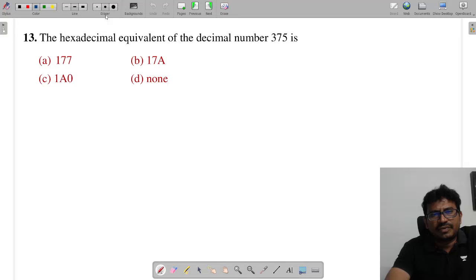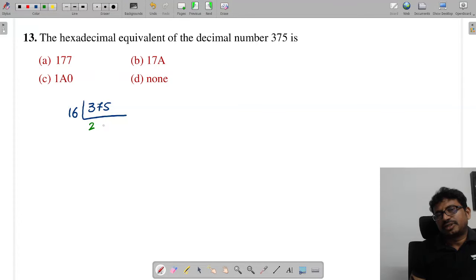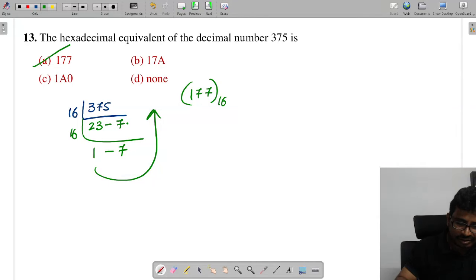The hexadecimal equivalent of the decimal number 375 is given. Hexadecimal value. So that is 375. We should divide with 16. So 16 twos are 32, 32 means 5 is left. Then 16 threes are 48, and 7 is the remainder. Now 16 ones, and 7 is the remainder. So this value is 177. Now in what base, tell me? Base 16.